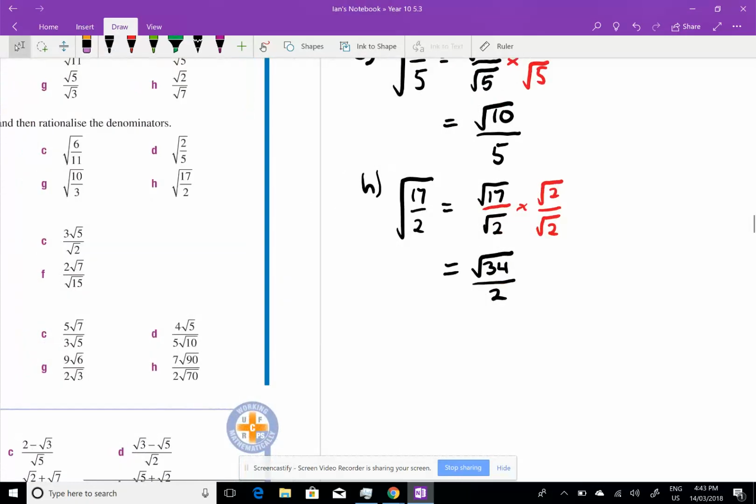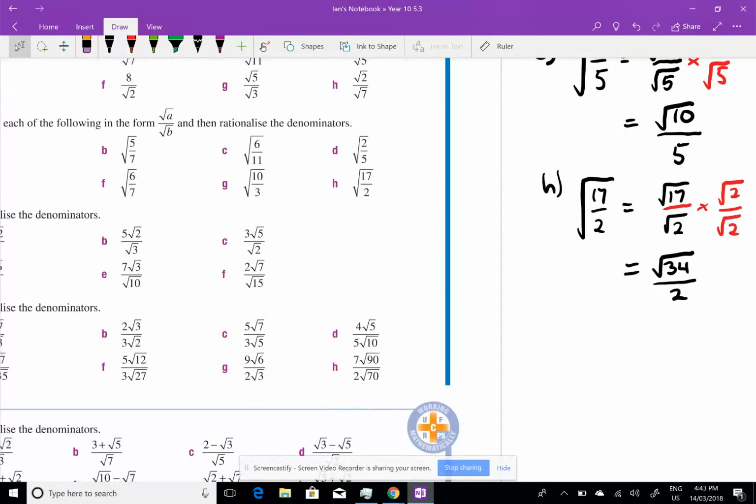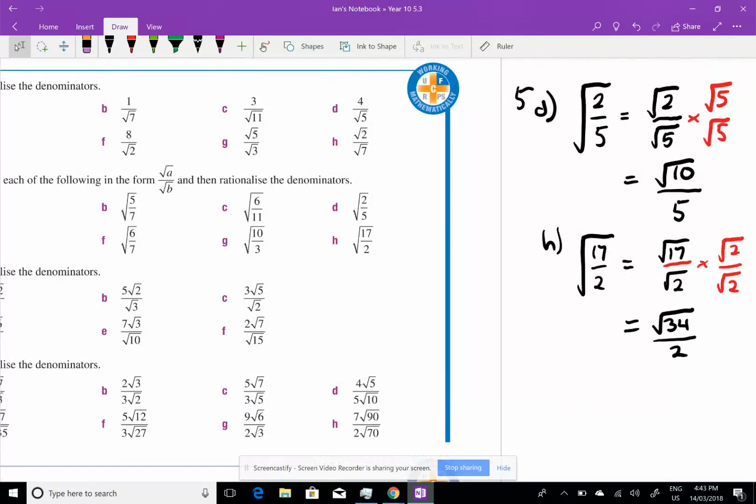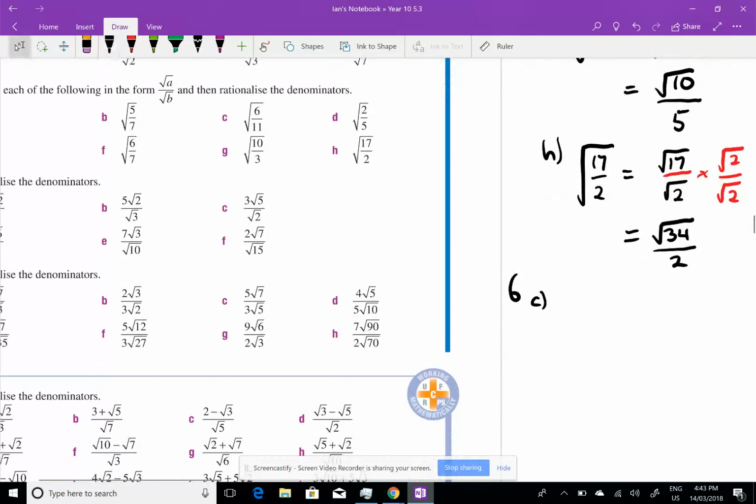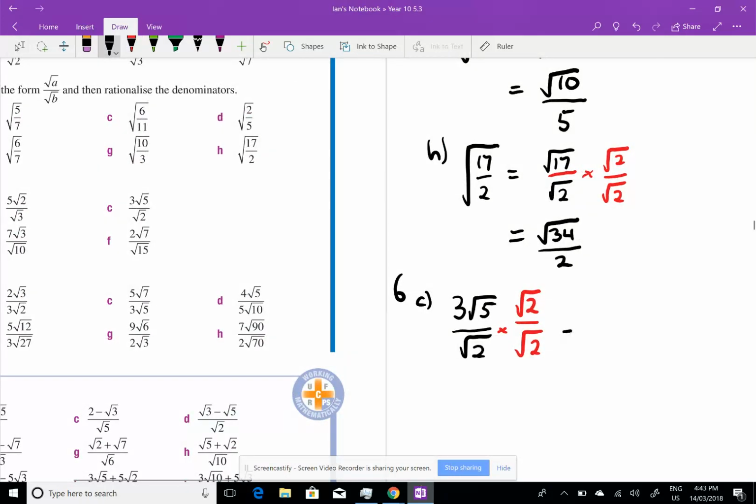Okay, that's too easy. Let's have a go here. So if I get to 6C, what have I got? 3 root 5 on root 2. Well, again, whatever's in the denominator, root 2, 3 root 5, well, the 3 stays there. Root 5 times root 2 is root 10. And I get root 2 times root 2, I get 2. So again, pretty easy.